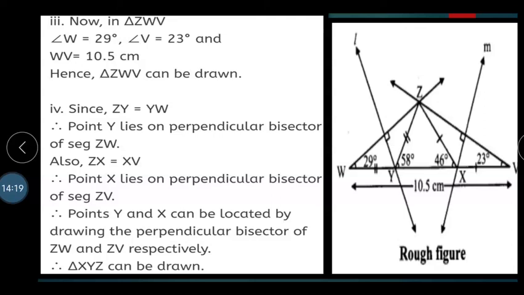Since ZY is equal to YW, point Y lies on the perpendicular bisector of ZW. Also, ZX is equal to XV, so point X lies on the perpendicular bisector of ZV. Points Y and X can be located by drawing the perpendicular bisectors of ZW and ZV. Therefore, triangle XYZ can be drawn.